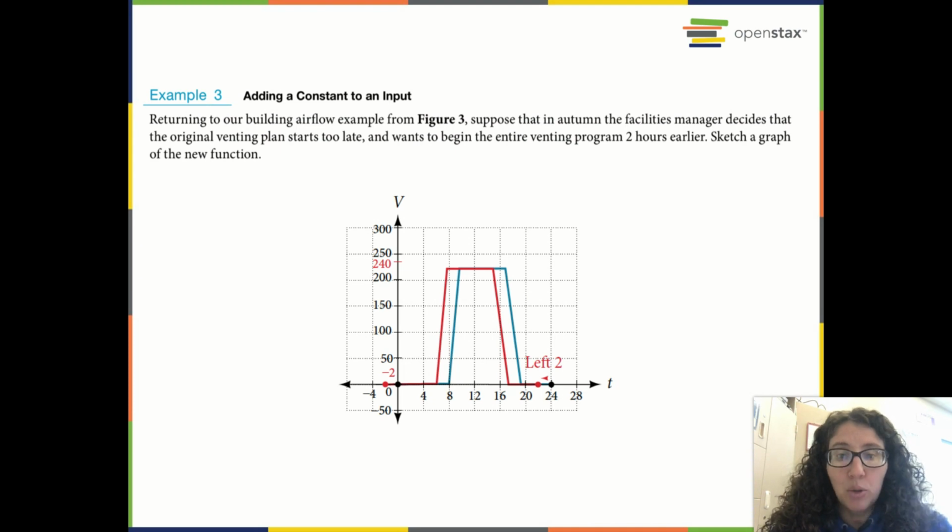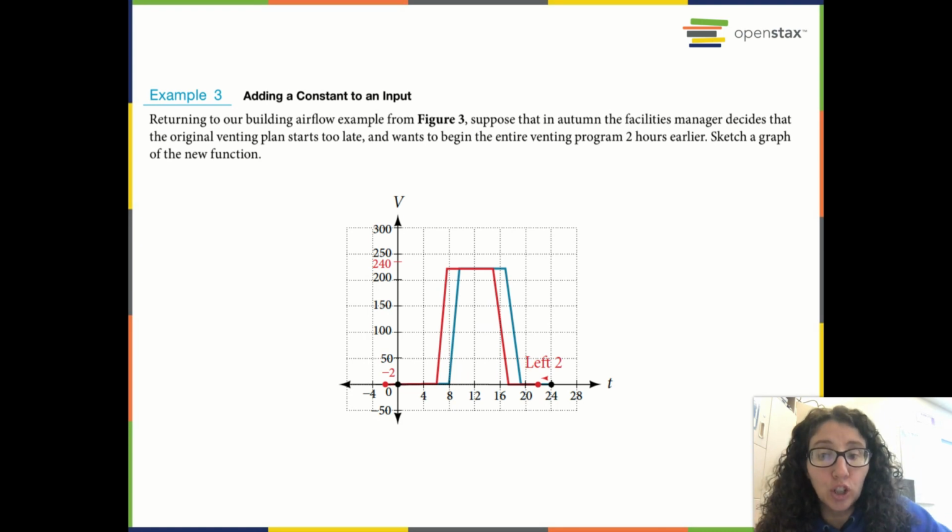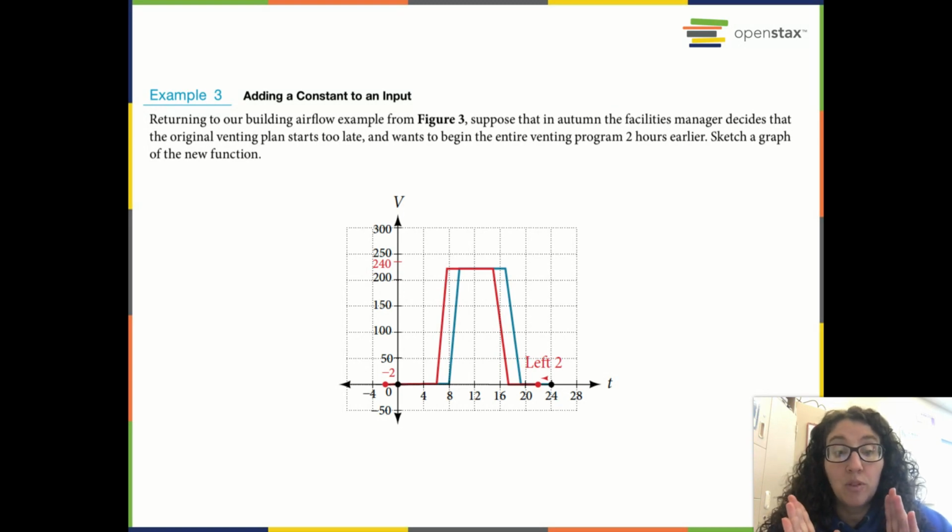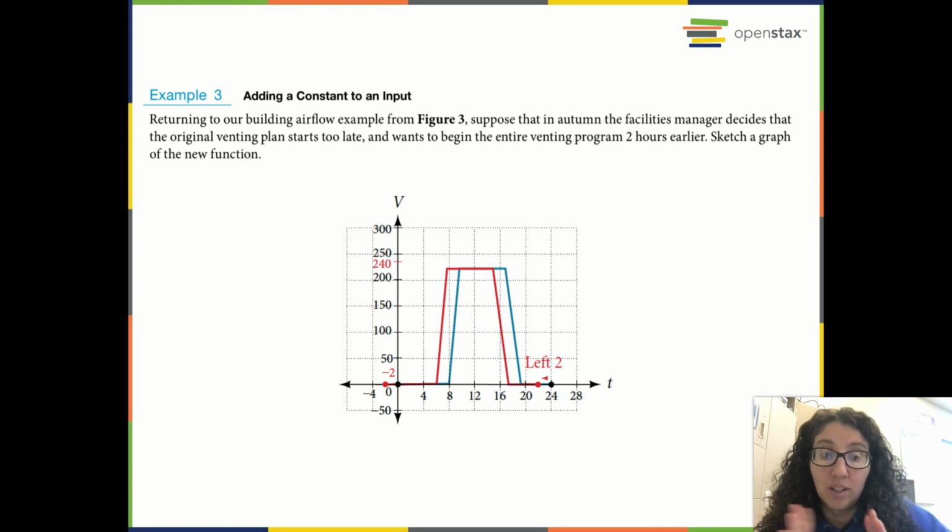Okay, so we're back to our building facilities manager, and he decides that the original venting plan starts too late, and he wants to begin the whole thing 2 hours earlier. Maybe they shift their office hours or something. So he wants to shift the whole thing 2 hours earlier. So the whole graph just gets shifted to the left, right? The original function was v, so the new function would be v of x plus 2, because we're shifting to the left by 2.